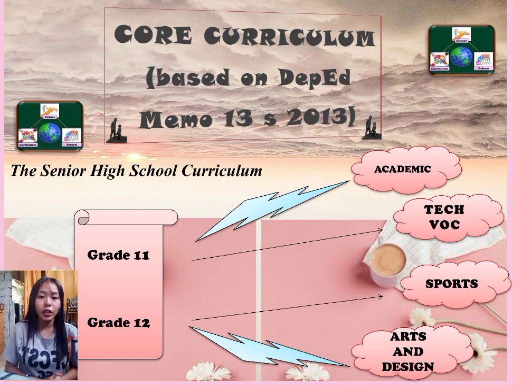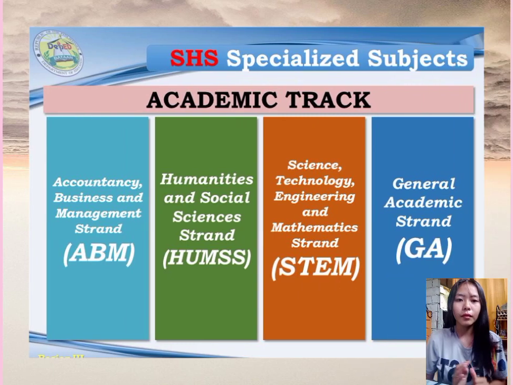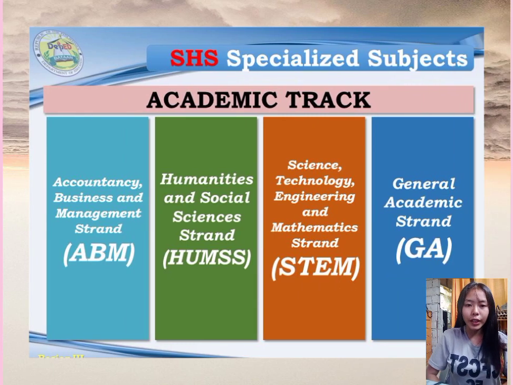The additional 2 years in the K to 12 education, which are grade 11 and grade 12, or the senior high school, the curriculum includes the academic strand, the technical vocational livelihood strand, the sports, and the arts and design. So, as we discussed earlier, we have four tracks in senior high school: the academic track, tech voc, sports, and arts and design. In the academic track we have the ABM, the STEM, and the GAS.